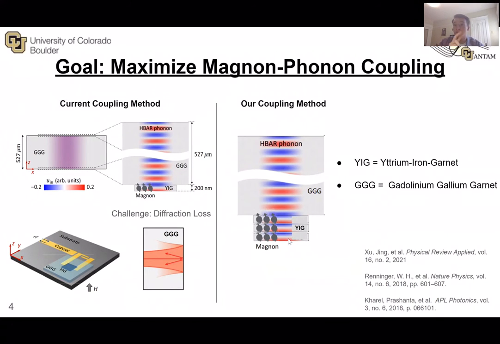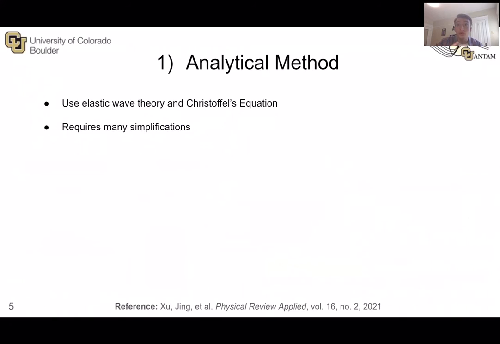And to do this, we have two methods, where the first is the analytical method, where we use elastic wave theory and Christoffel's equation to come up with an expression that relates our YIG-GGG system to coupling strength. We want to create an equation where we could input various different geometries of our system, and for that equation to then tell us if the coupling strength increases or decreases based on those geometries.